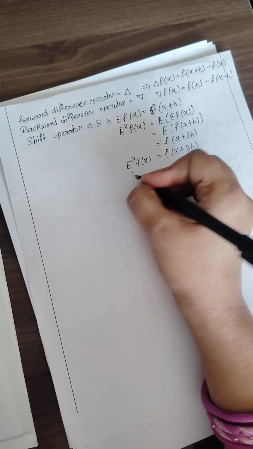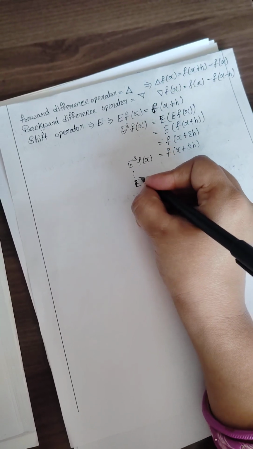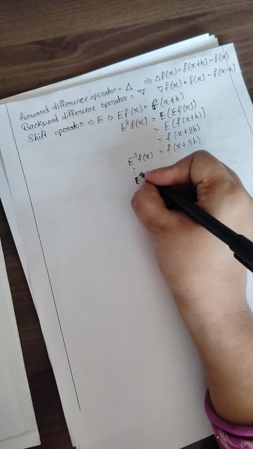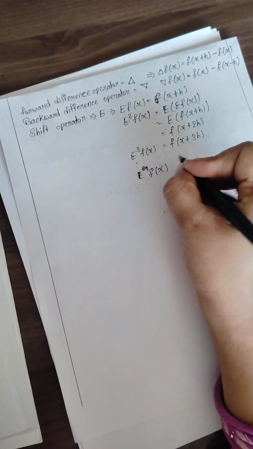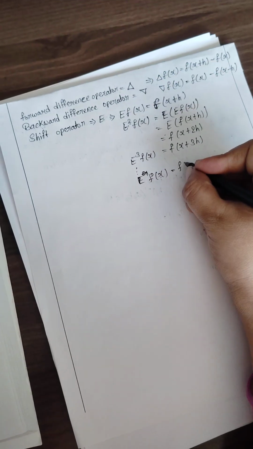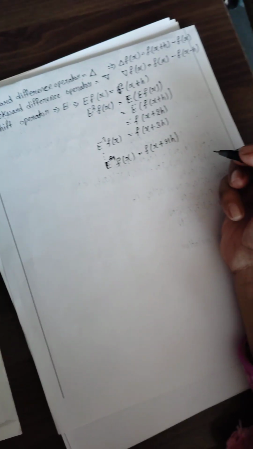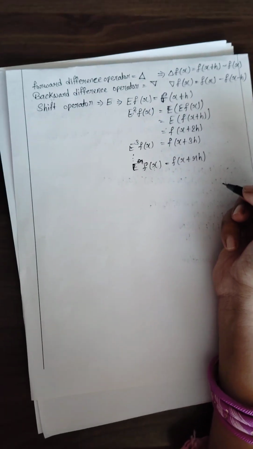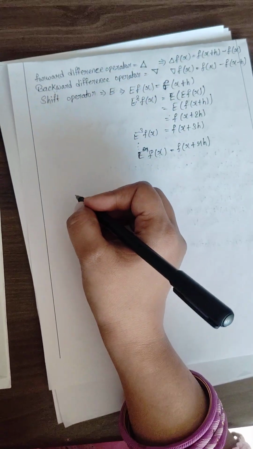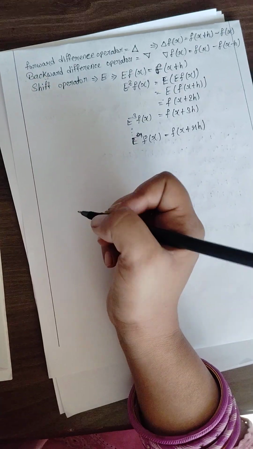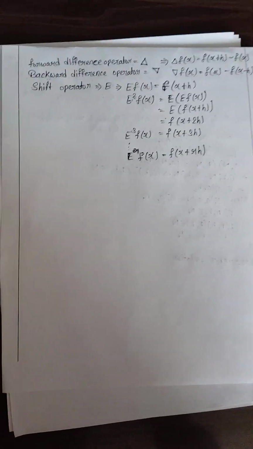So in general, for any power, either it is positive, negative, or whatever, E power r of f of x gives f of x plus r h. So this is called the shift operator. Now based on this, we will check the relation between the difference operators, that is forward, backward, and the shift operator.